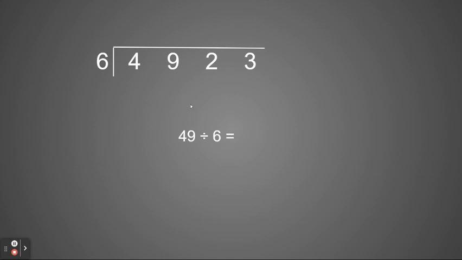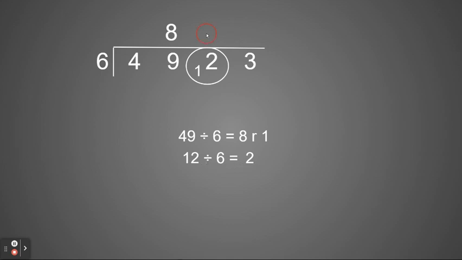Knowing my multiples, I know 6 times 8 is 48. So 49 divided by 6 would be 8 with a remainder of 1 because I would have to add 1 more on. My 8 will go above the 9, and my remainder 1 will go in front of the next digit in my problem, which is a 2. Again, I'm going to circle those 2 digits. And my new equation would be 12 divided by 6. And 12 divided by 6 is 2. This time, 6 times 2 is 12, so there's no remainder.